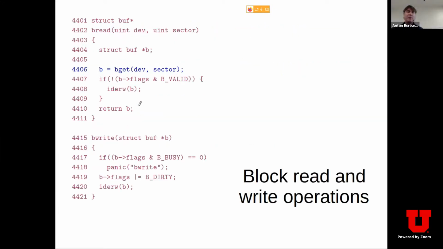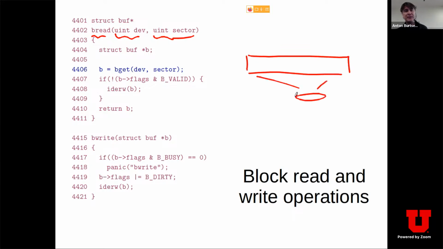For example, when higher levels of the file system try to read a block, they provide the ID of the device and the number of the block on disk. If you have a disk space, like this is on disk, you say, I want to read block number 75, that's your 75 here. What you do here is invoke this block get function, passing these as arguments.